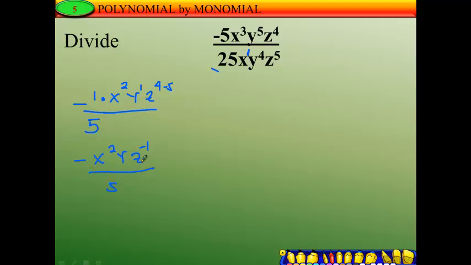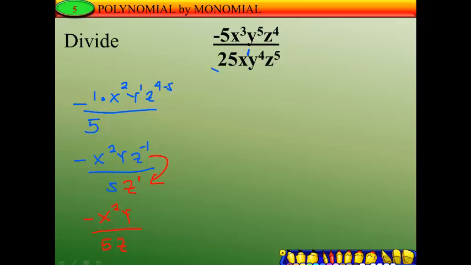Now we have to make sure that there are no negative or zero exponents, so I have to use our shortcut in simplifying negative exponents. We have to move z raised to negative 1 to the bottom, and then lose the negative sign. So our final answer will be negative x squared y divided by 5z to the first power.